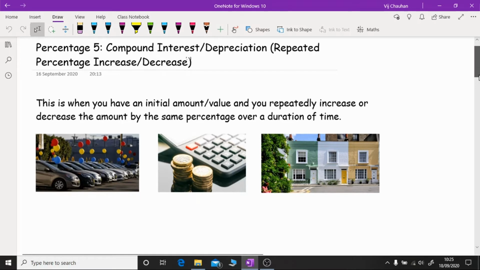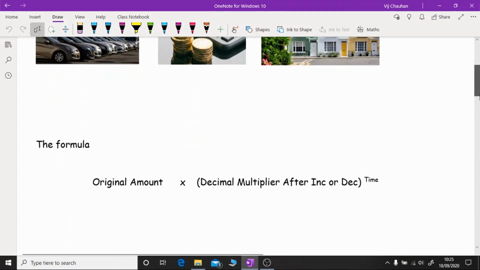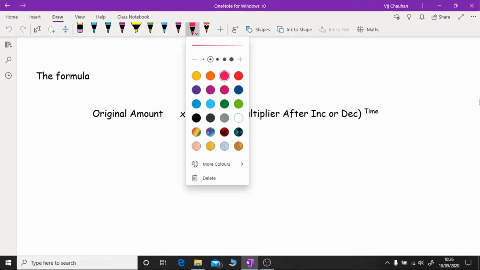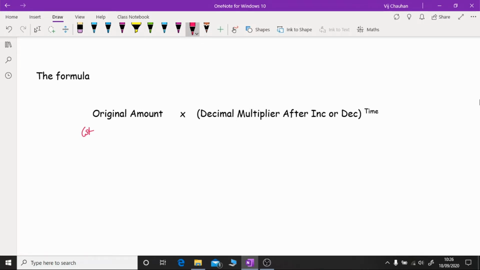Now with regards to the formula, there is a particular formula that you need to be aware of, and it's important that you understand how this formula works. Basically with regards to compound interest or compound depreciation of an amount, we have an original amount which is our starting value, so just write down what that is. Now the decimal multiplier after the percentage increase or decrease.